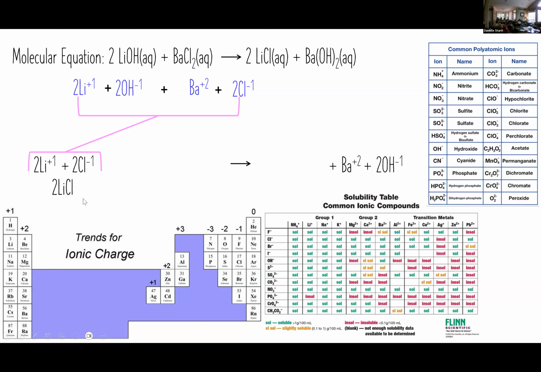So 2 lithium chloride, because that's how we know they're just going to combine evenly, right? So then plus our inners. All righty, what are we going to get for these? What do you get? Barium and hydroxide. Yep. So how are we going to do it? We're going to write it down like this.